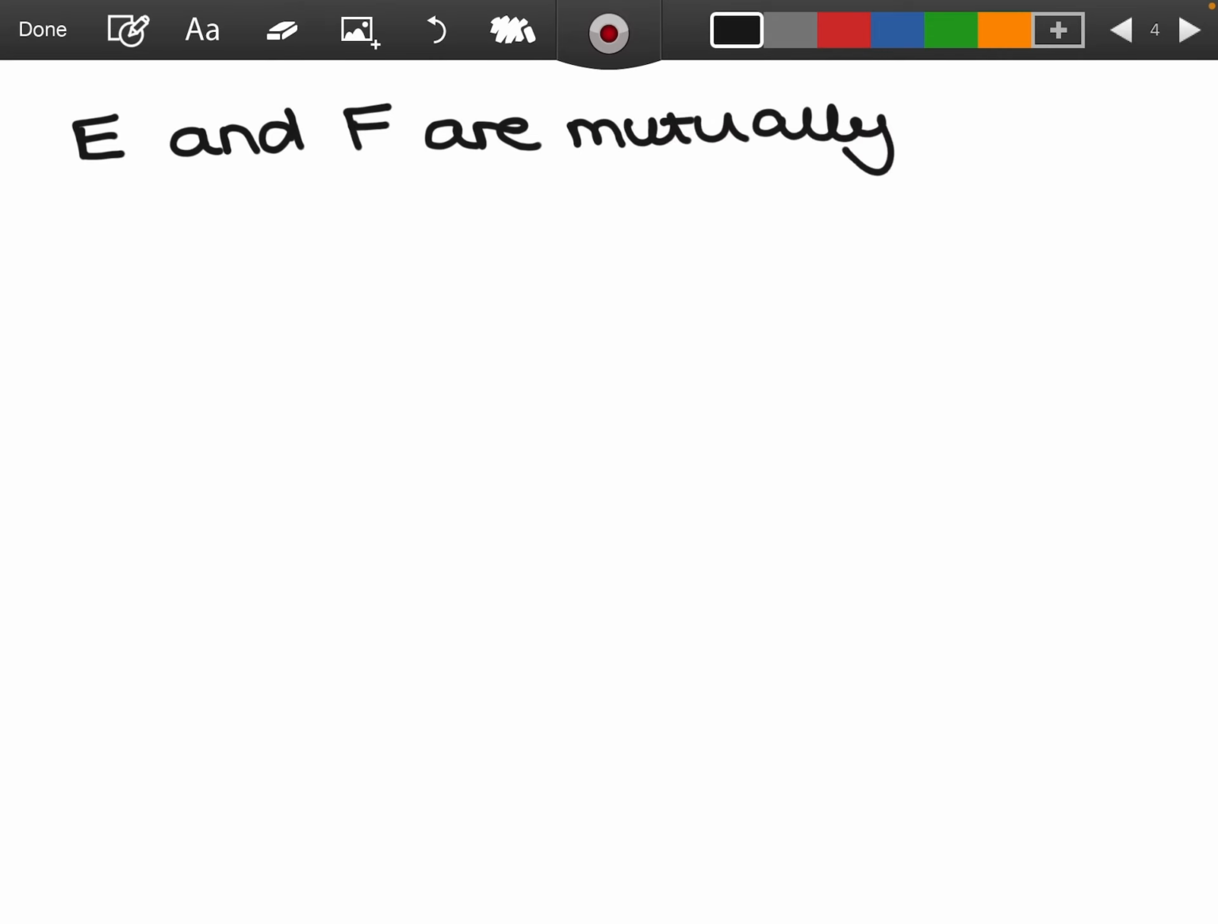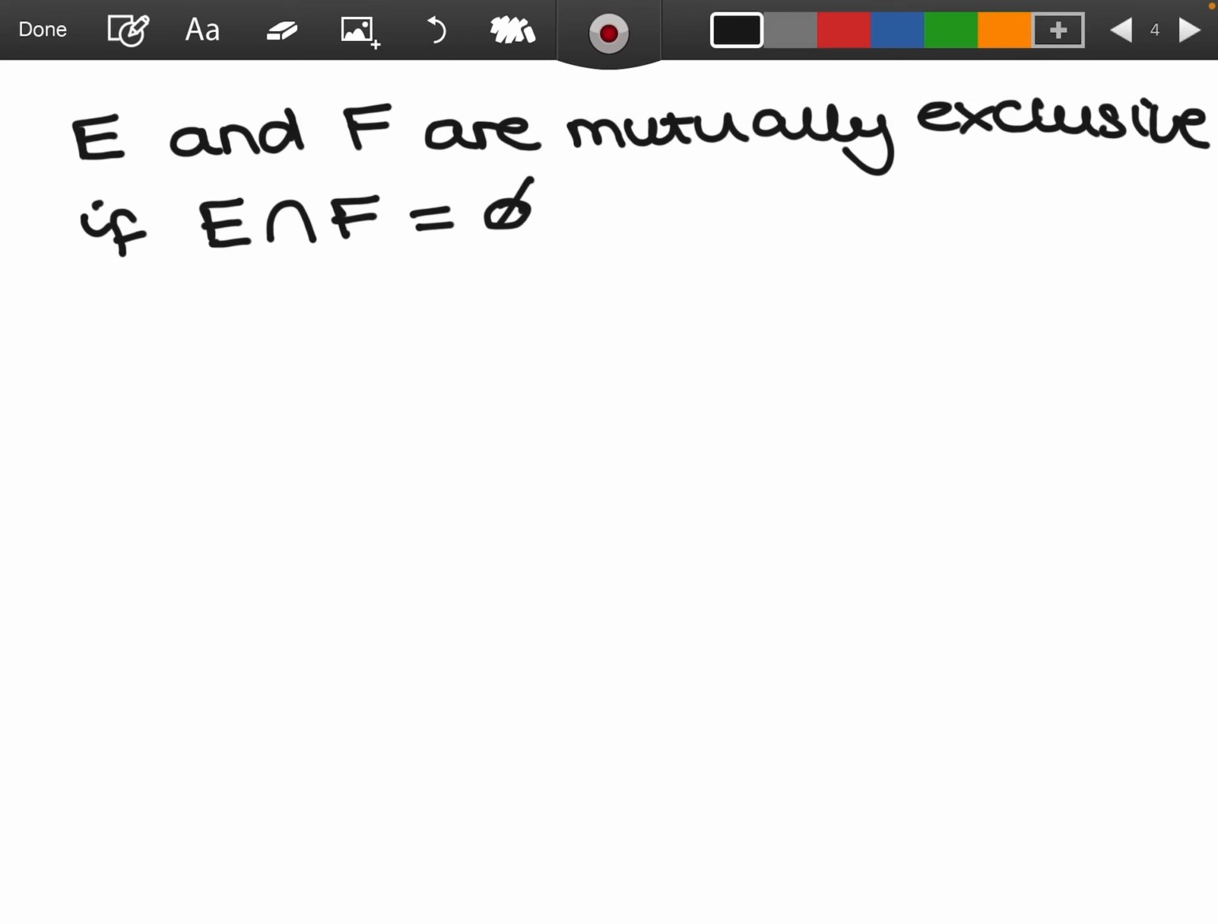The last term that I want to look at is the term mutually exclusive. So two events, E and F, are said to be mutually exclusive, which can also be called disjoint. So if you ever see the term disjoint, that's the same thing here, but most of the time you'll see it as mutually exclusive, if the intersection of E and F is just the empty set.